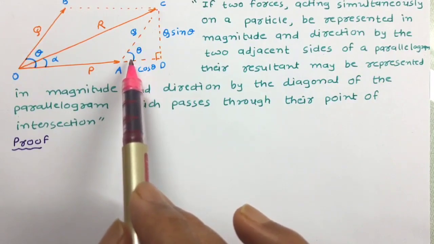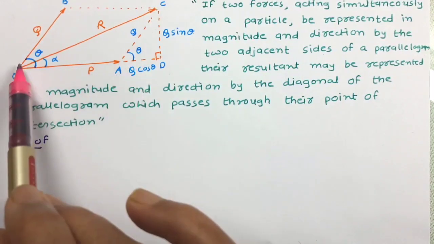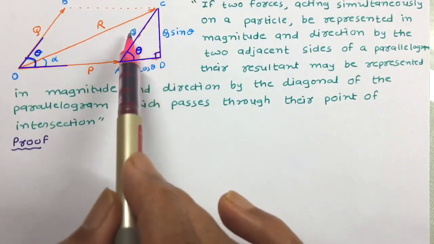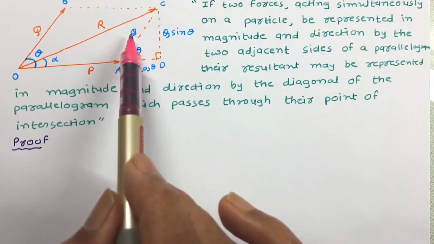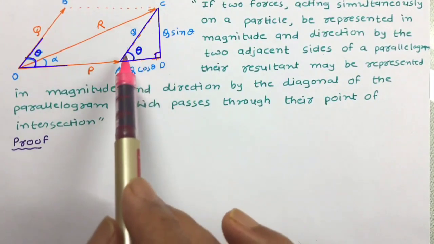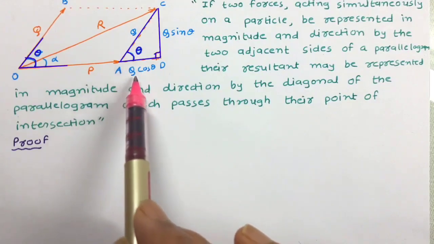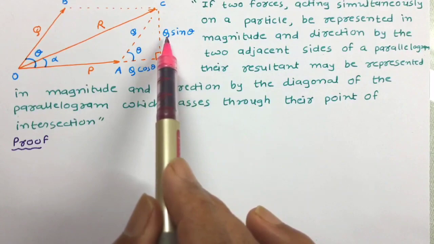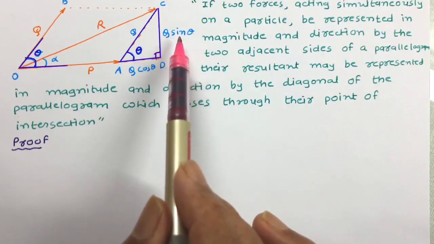Now from the trigonometry we know that this force is Q, so this side will also be equal to Q. And from the trigonometry we know that this is Q, this angle is theta, so this component will be Q cos theta and this component will be Q sin theta.